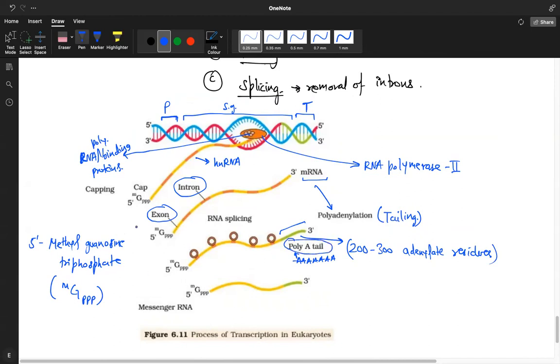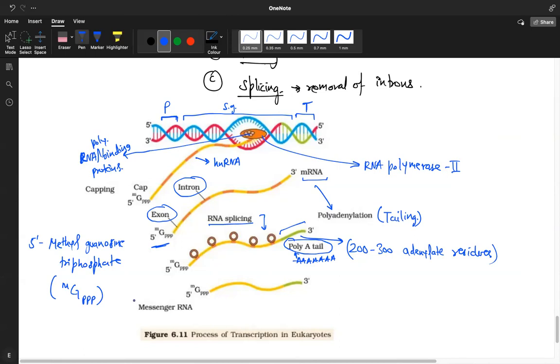Yes, sir. So once the capping and the tailing is done, the mRNA is stable now. It can have a good shelf life. It can stay in the cytoplasm. But before sending it into the cytoplasm, where ribosomes can access it and start translating it, you have to do one final thing, which is called splicing. So this is splicing, where you can see all the orange regions are being taken out. So you take out all the introns and you join back all the exons.